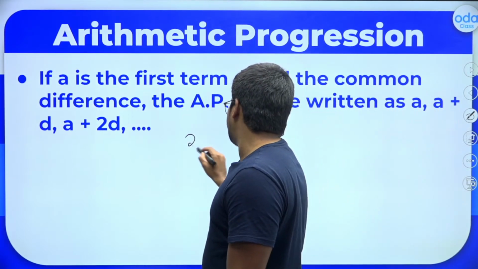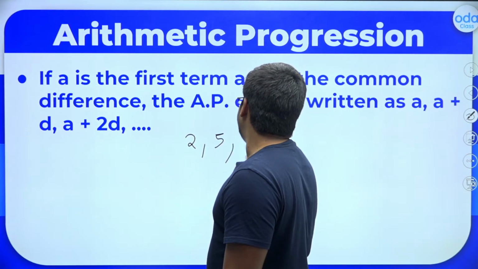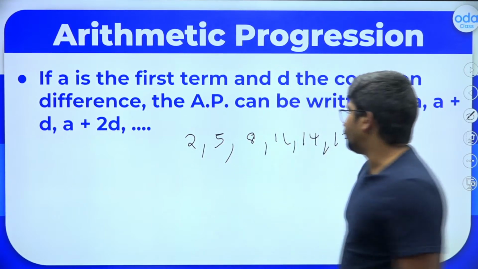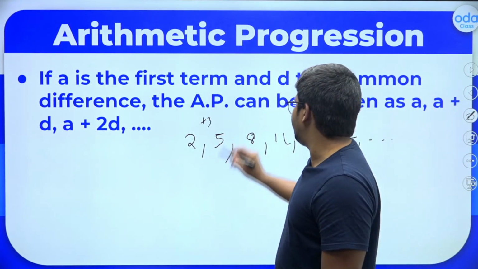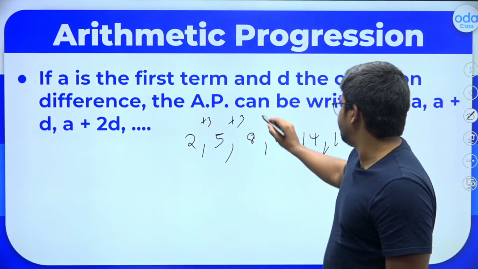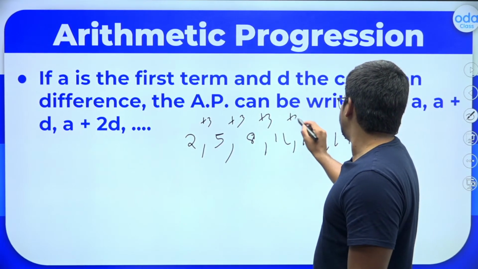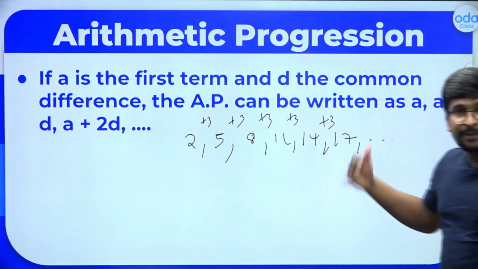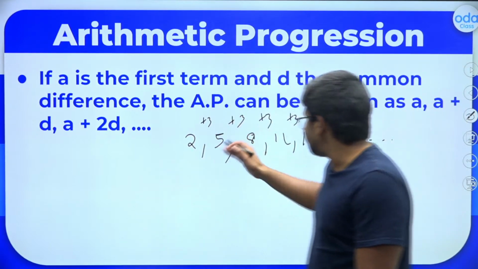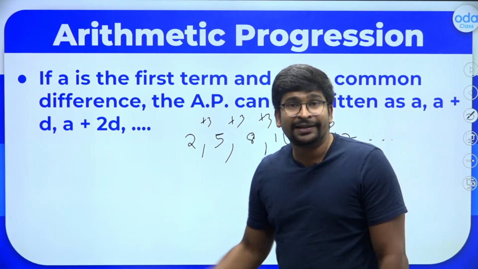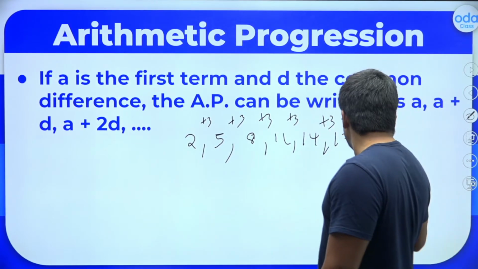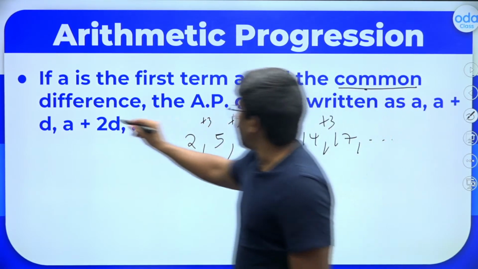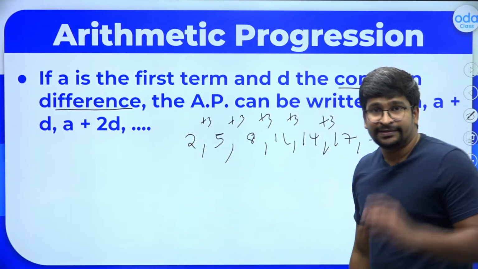Let's consider the case of, let's say, 2, 5, 8, 11, 14, 17, etc. So what's happening? 2 plus 3 is 5, 5 plus 3 is 8, 8 plus 3 is 11, 11 plus 3 is 14, 14 plus 3 is 17, etc. It goes on. So here a constant number which is 3 is getting added, right? So you can say this is an AP. And what is that constant number? Here the constant number is 3, and this constant number is given the name common difference. Common difference means the constant number which is getting added. Is it clear to all of you?